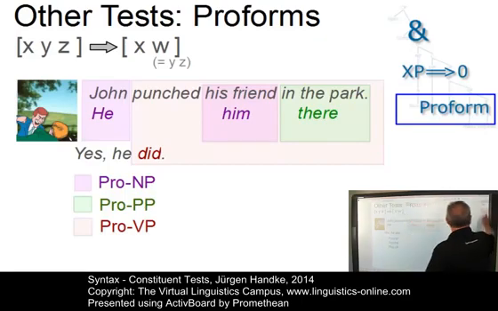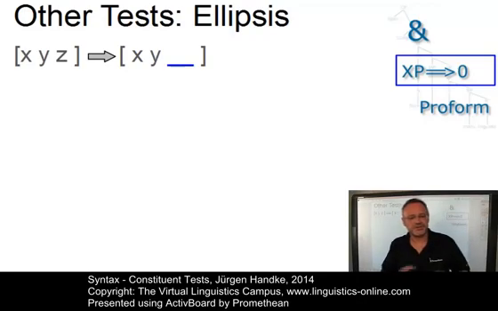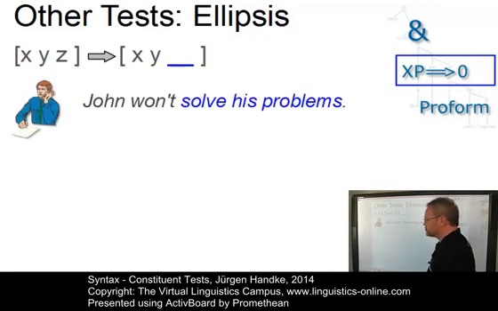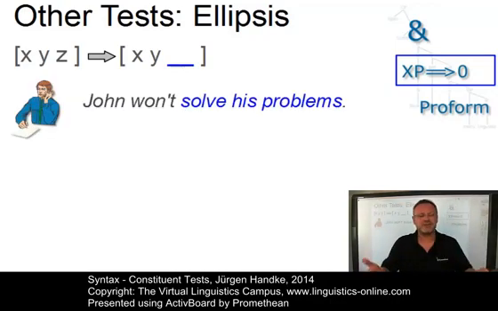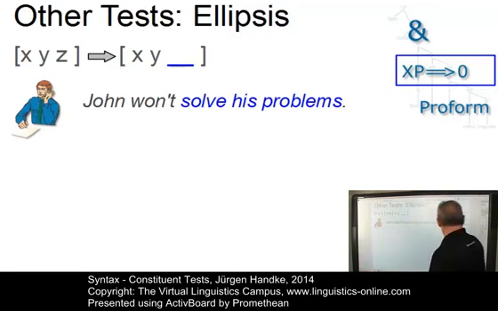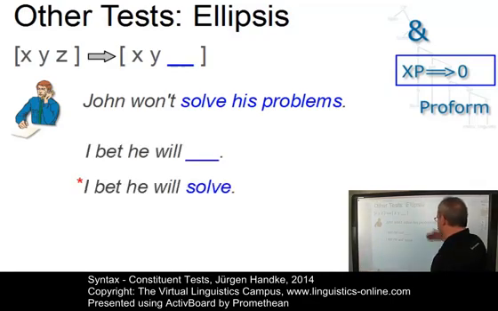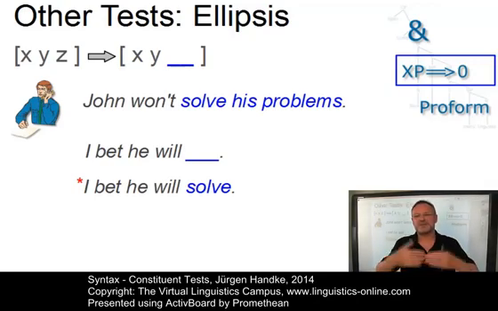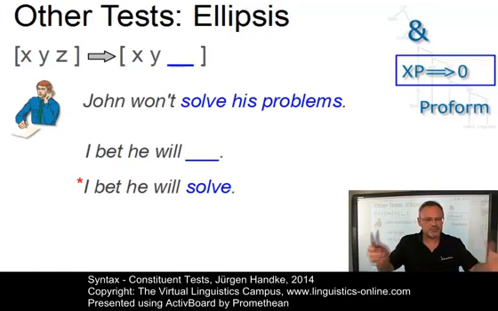Let us finally look at ellipsis. Under certain discourse conditions, it is possible in English and in many other languages for some part of the sentence to undergo ellipsis, that is, to be omitted, provided that the omitted part can be recovered from the context. Here is an example. "John won't solve his problems." "Well, I bet he will." Like in all the other tests, it is the entire constituent, "solve his problems", that has to be omitted, not just the last part. So ellipsis is something that predominantly applies to predicates.